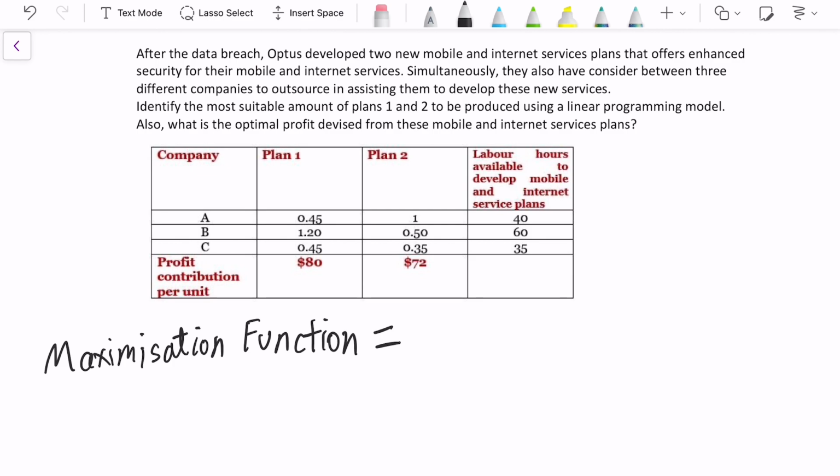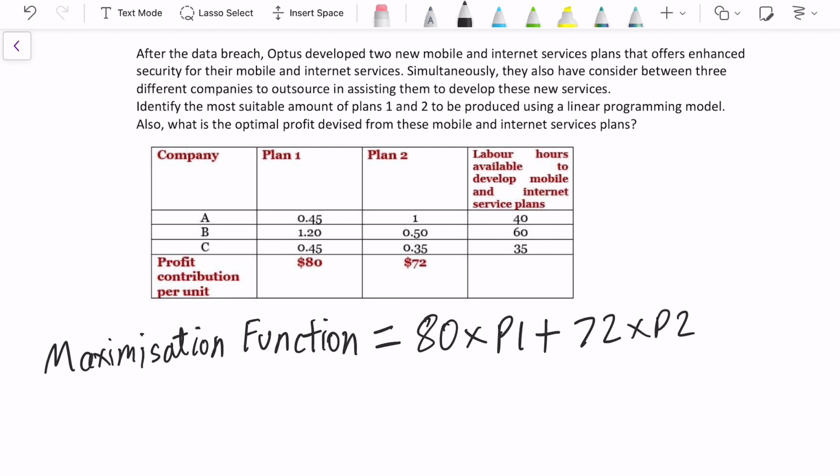Using the table here, we can state that the maximization function is 80 times P1, where P1 is plan 1, plus 72 times P2, where P2 is plan 2, and that's our maximization function.